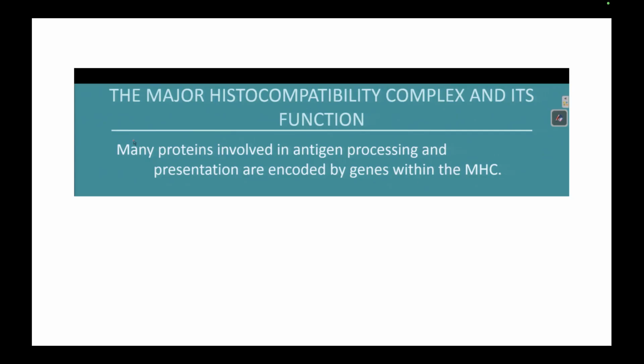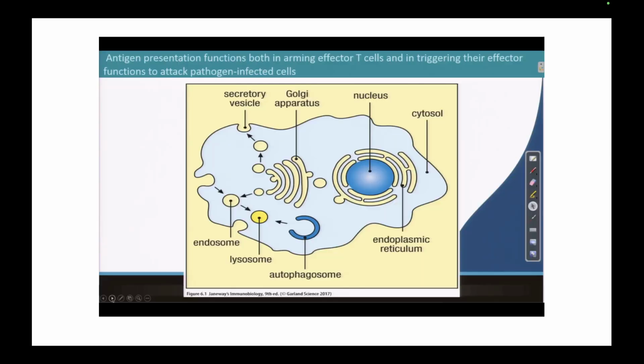So, the major histocompatibility complex. Antigen presentation functions both in arming effector T cells and triggering their effector function to attack pathogen-infected cells. Here you can see there is a cell. It has secretory vesicles. It has endosome, lysosome and autophagosome machinery, and that is how it engulfs the exogenous antigens and processes them, and then it also fuses with the lysosomal machinery.